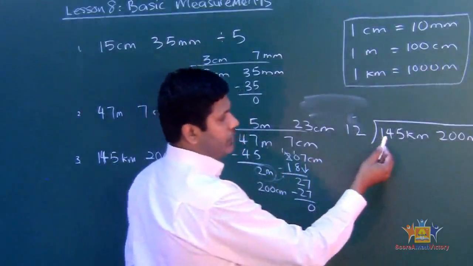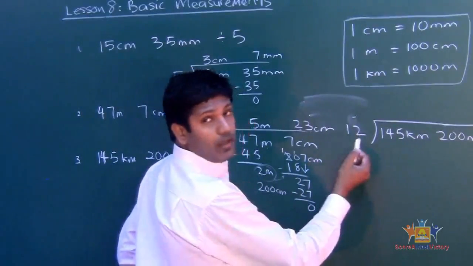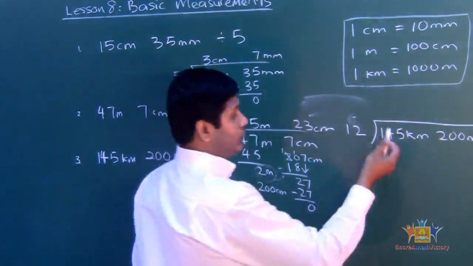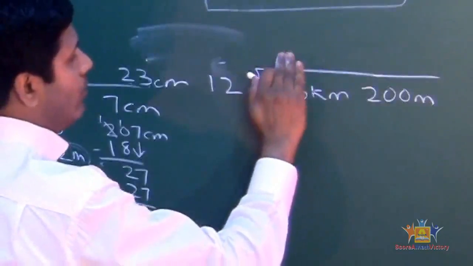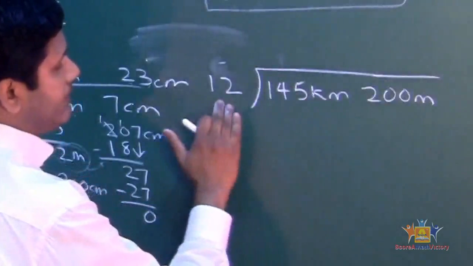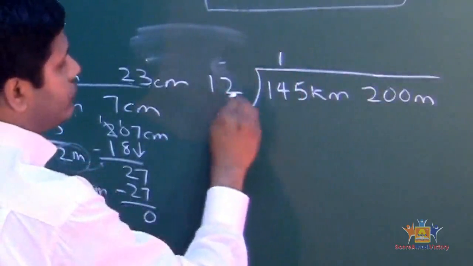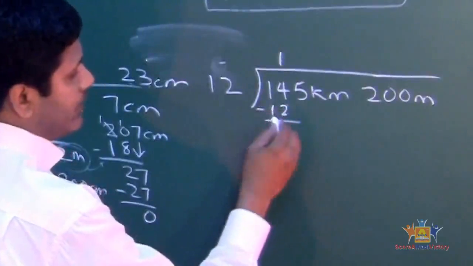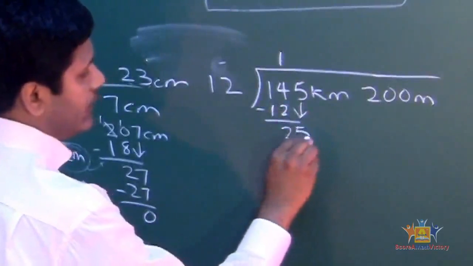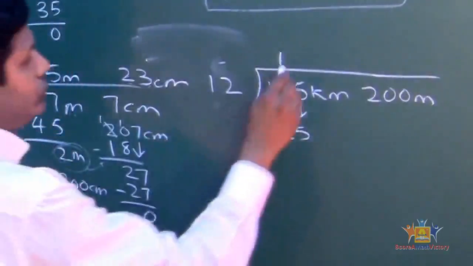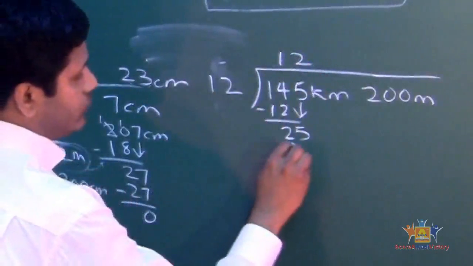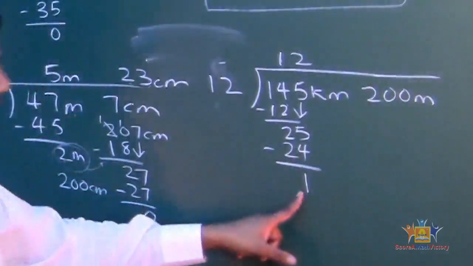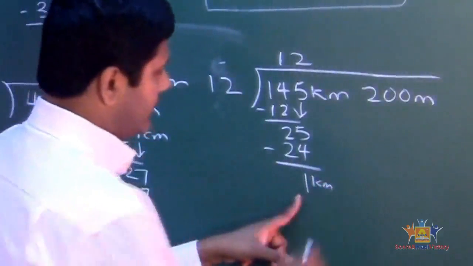Now ask yourself, 145, what is the closest to 12? 12 times 12 is what? 144. There you go, that will be the closest. In 14, there's how many 12? 1. 1 times 12 is 12, 14 minus 12 is 2, 1 minus 1 is 0. Bring the 5 down. In 25, there's how many 12? 2. 2 times 12 is 24, minus, gives me 1 balance. That's 1 kilometer.